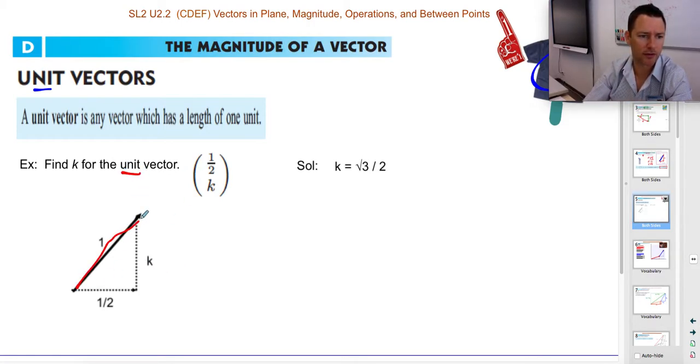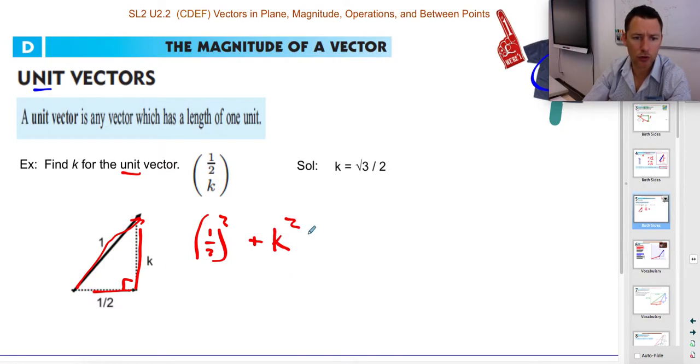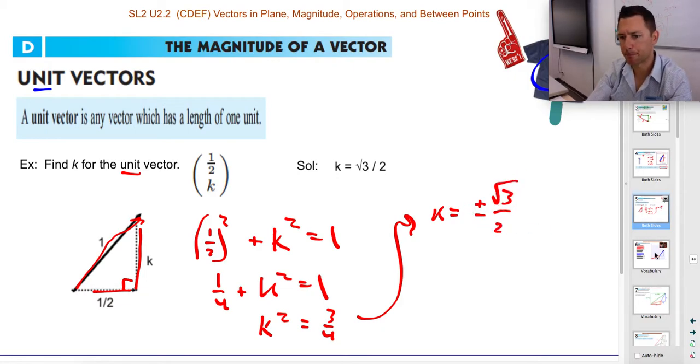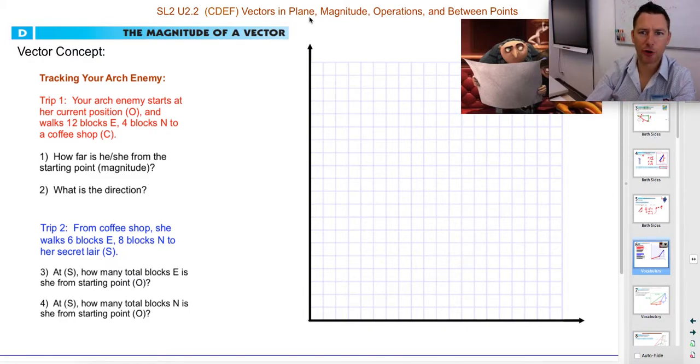It says it's a unit vector. This is a length of 1, so I know that it's a right triangle. So we can say a squared plus b squared equals c squared, so half squared plus this other side, k squared, should be 1 squared, which is 1. This ends up being 1/4 plus k squared. When you subtract the 1/4 off, you get k squared is 3/4. You take the square root of the top and bottom, and you get k is plus or minus root 3 over 2. Sweet. Moving on.